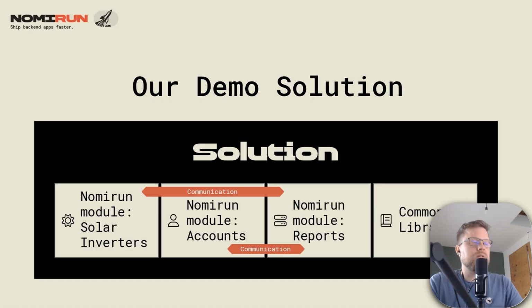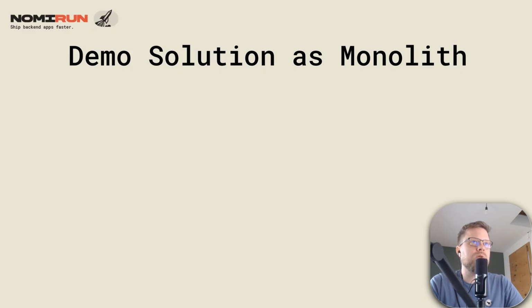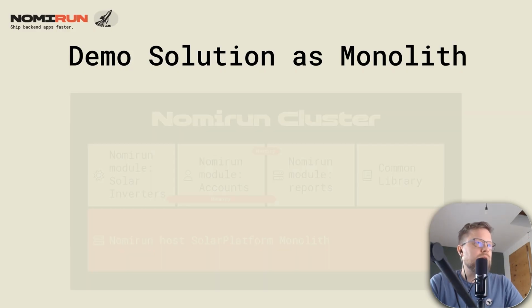Now this is a solution. These are the modules. Now how do we deploy our solution? Well, we can deploy it as a monolith. In Nomirun, we support the modular monolith deployment type, and this might look like this.